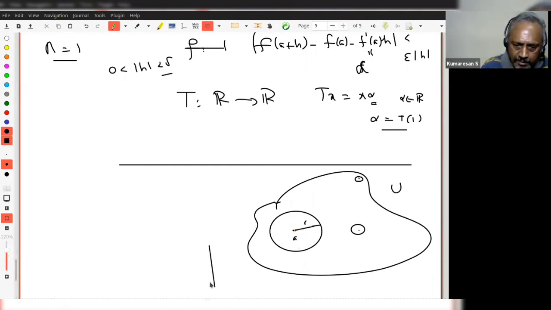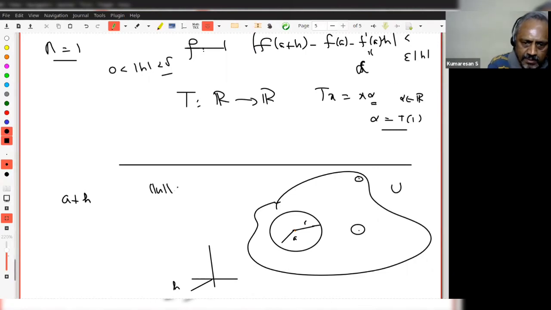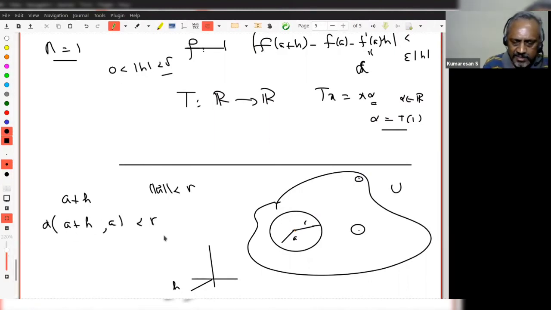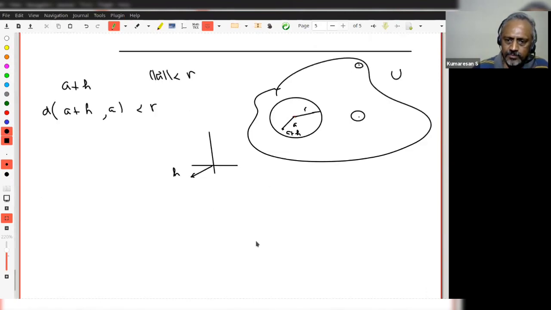Now let us take any vector H. Then look at this vector A plus H, so that the norm of H, the length of H, is less than R. Then the distance between A plus H and A is less than R. We had already seen this. Do you understand this? So this is the vector A plus H. That is the vector through A, which is parallel to the vector H. This is your H.